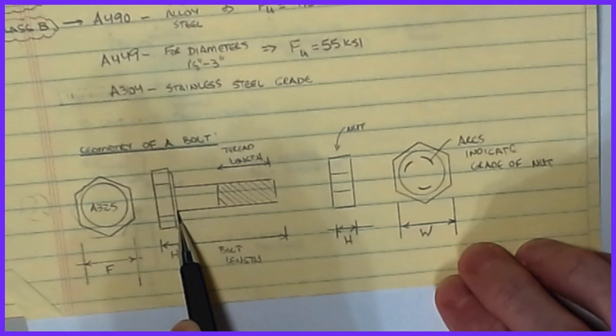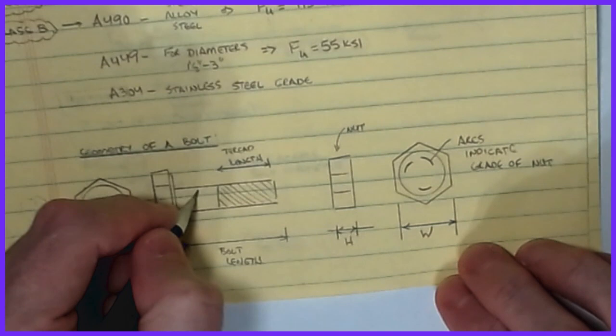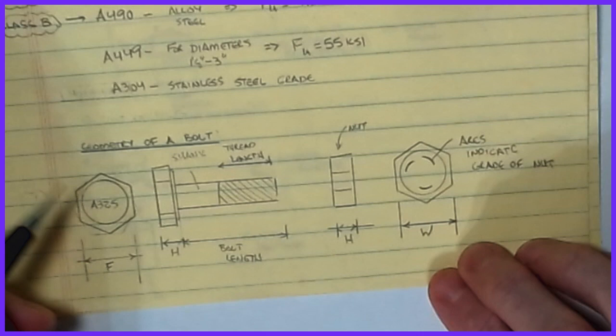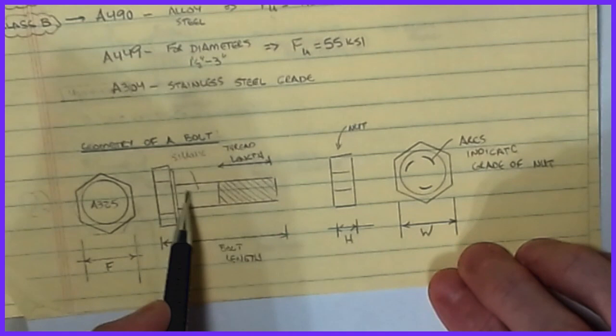And this bolt length is broken up into two regions. This is the shank of the bolt, sometimes called the shaft of the bolt. And then we have this threaded length, and this is the one you've got to pay attention to, because depending on the dimensions of these two, they're not standard.